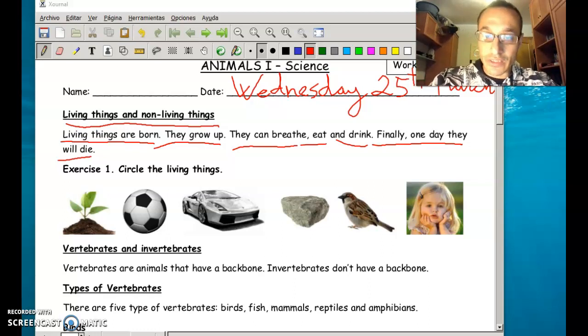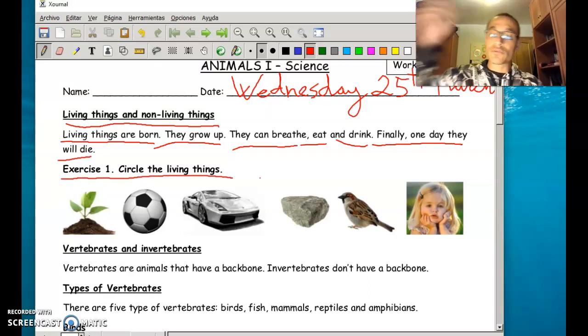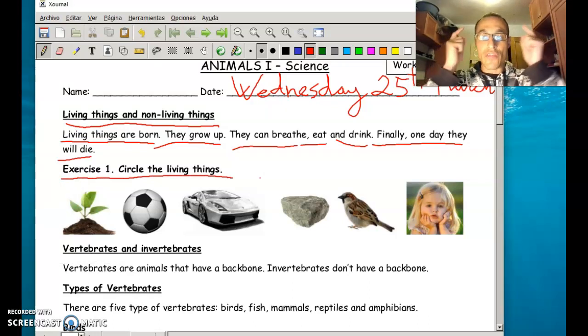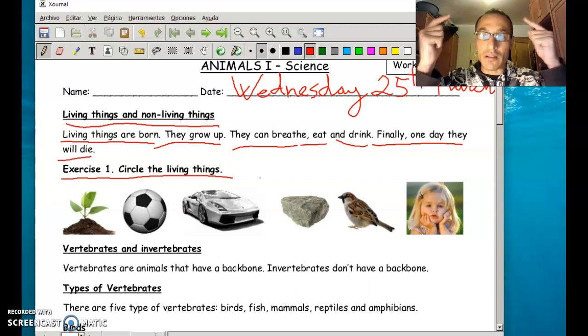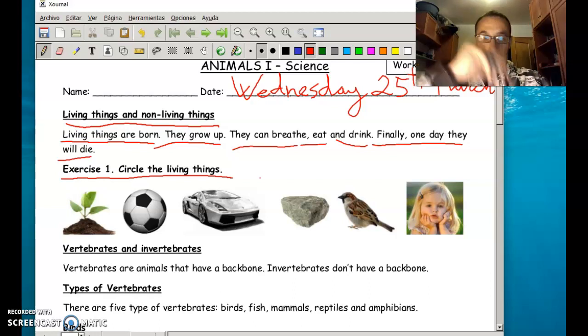As you can see here, it says exercise 1, right? It says circle the living things. So you've got different things and you have to circle what you think is a living thing. Non-living things, you cross them out. All right. So now I want you to pause the video, you do the exercise, and when you finish, you play it again because we're going to correct it. All right. Good. So pause the video.